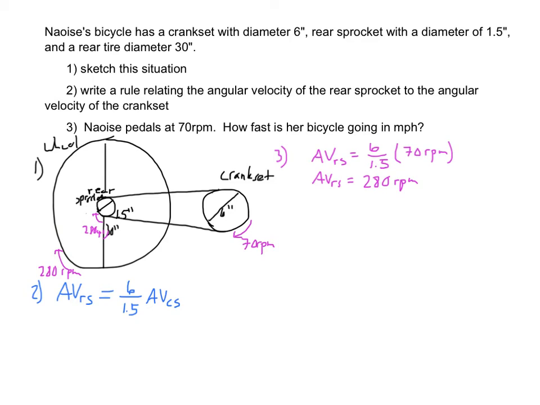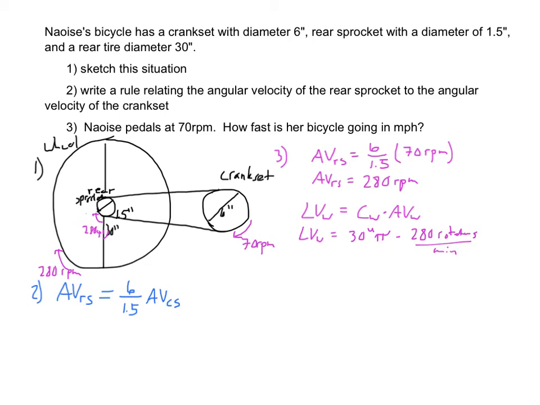So we want the linear velocity of the wheel now. And the linear velocity of the wheel is equal to the circumference of the wheel times the angular velocity of the wheel. So what's circumference? 2 pi r. Actually, we're given the diameter, so it is diameter 30, which is in inches, times pi, times the angular velocity of the wheel, which is 280 rotations per minute.